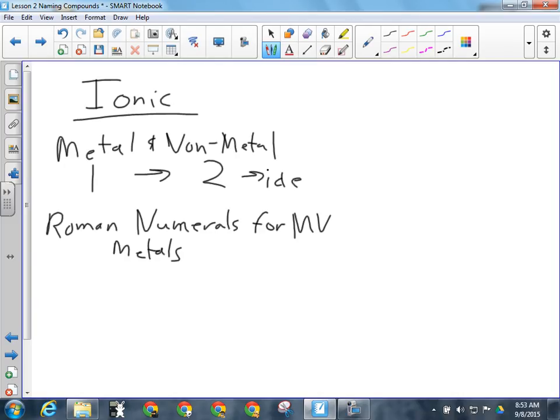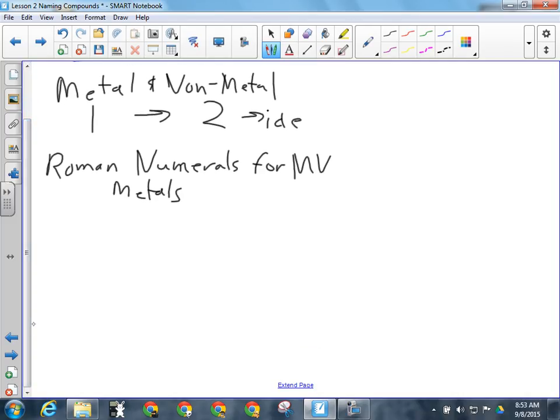Okay, quick review on how we tell which Roman numeral to put in there. Let's say we're dealing with something like that. Okay, I've got cobalt with nitrogen. Cobalt has more than one possible charge. It can be 2 or 3. Hopefully I picked that right. Yep, 2 or 3. Okay, nitrogen is always, however, -3.